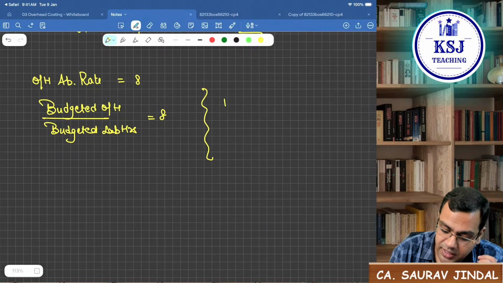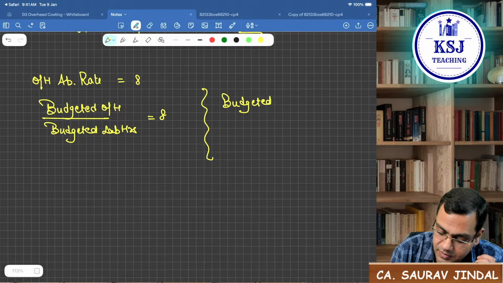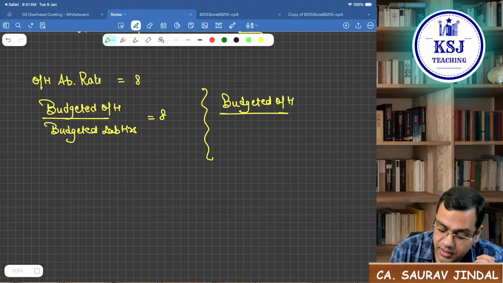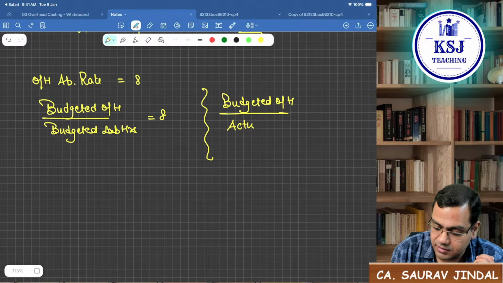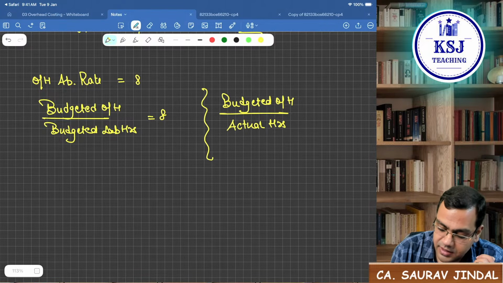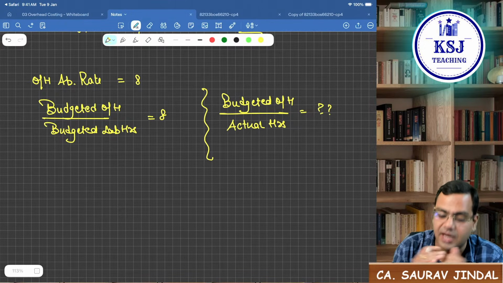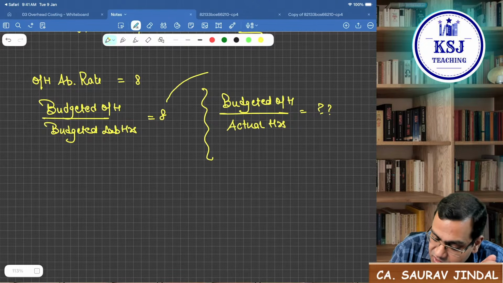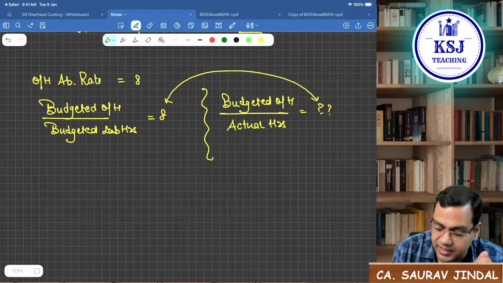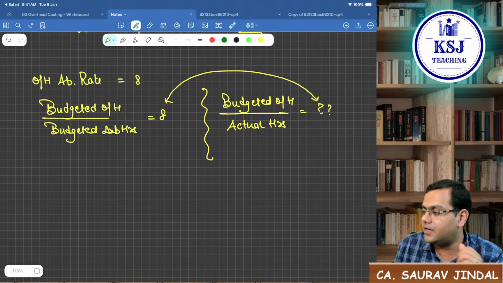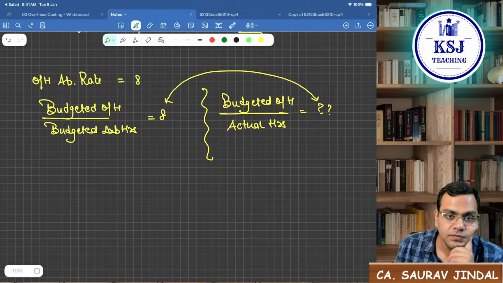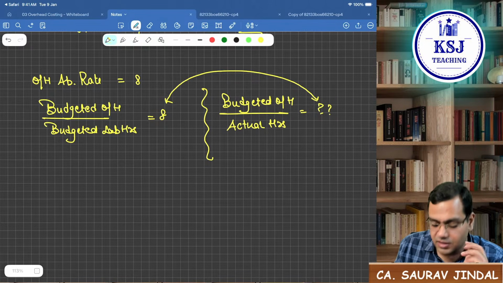You should be doing budgeted overheads based on actual hours. This rate you should calculate. If there is a difference between this 8 and this rate, that is your supplementary rate that you have to do. Is that clear? Yes, sir.